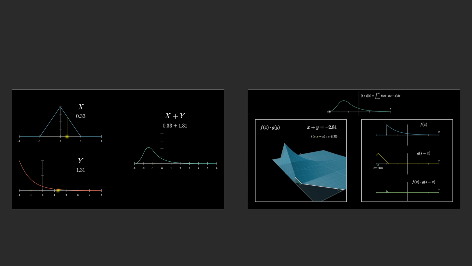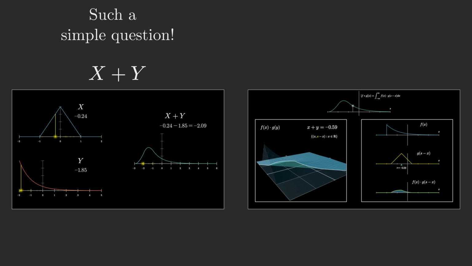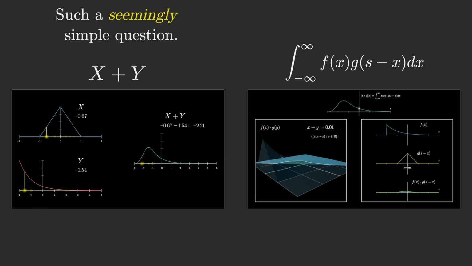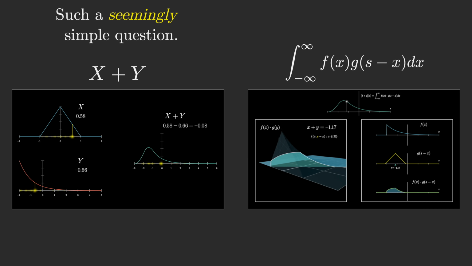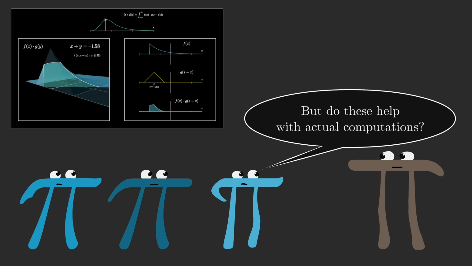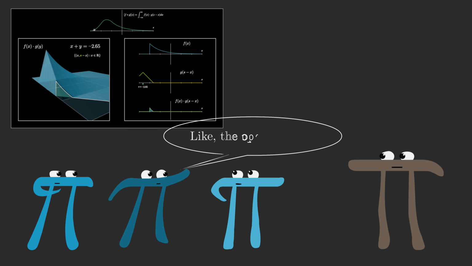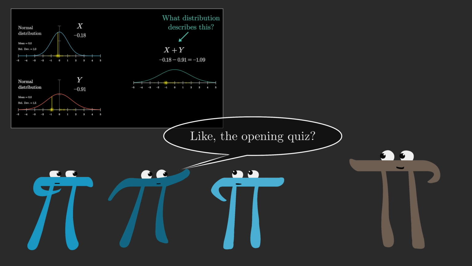Stepping back from all of this for a moment, I just think this is so beautiful. We started with such a simple question, or at least such a seemingly simple question. How do you add up two random variables? And what we end up with is this very intricate operation for combining two different functions. We have at least two very pretty ways to understand it, but still, some of you might be raising your hands and saying, pretty pictures are all well and good, but do they actually help you calculate something? For example, I still have not answered the opening quiz question about adding two normally distributed random variables.